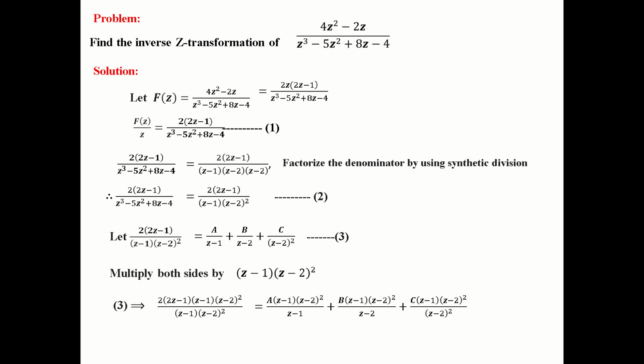Now come to the right hand side. In the first term, z − 1 and z − 1 in numerator and denominator get cancelled, so A(z − 2)². In the second term, z − 2 and z − 2 get cancelled, remaining z − 2, because of (z − 2) the whole square in the numerator, so B(z − 1)(z − 2). In the last term, (z − 2)² cancels in numerator and denominator, so you will get C(z − 1). Correct? That is equation number 4.